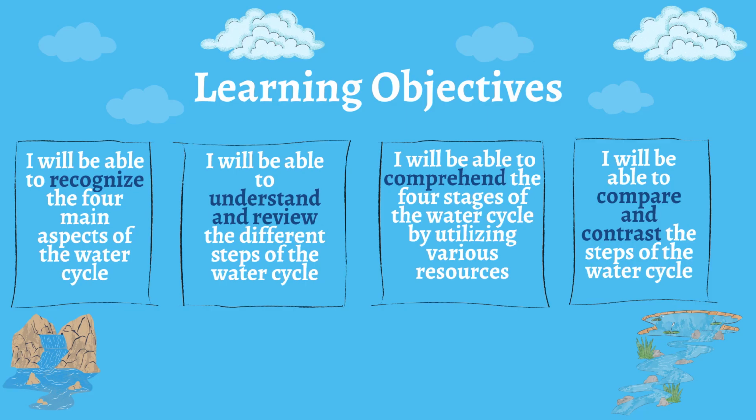Now, before I begin this presentation, I would like to go over the learning objectives. However, everyone should keep in mind that when I am saying these objectives, I'm reading them from a student's perspective. So, going off of that, the first step is I will be able to recognize the four main aspects of the water cycle. The second step, or the learning objective, is I will be able to understand and review the different steps of the water cycle. The third is I will be able to comprehend the four stages of the water cycle by utilizing various resources. And the fourth is I will be able to compare and contrast the steps of the water cycle.